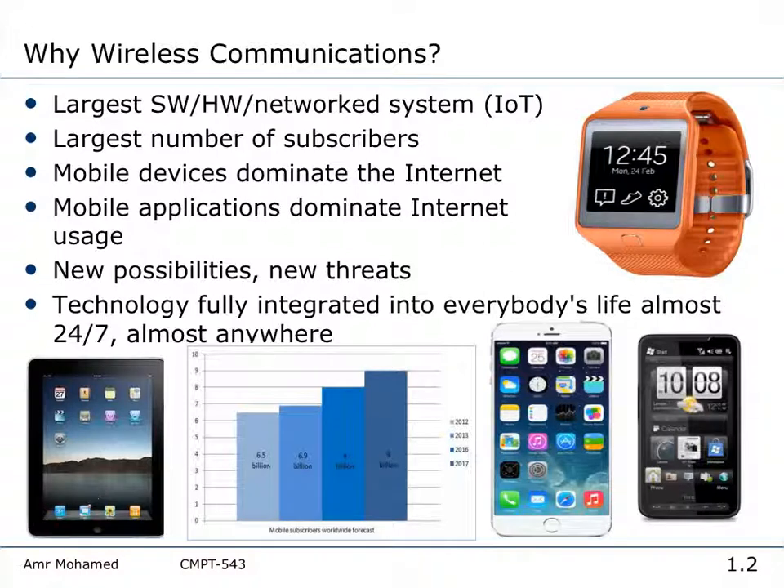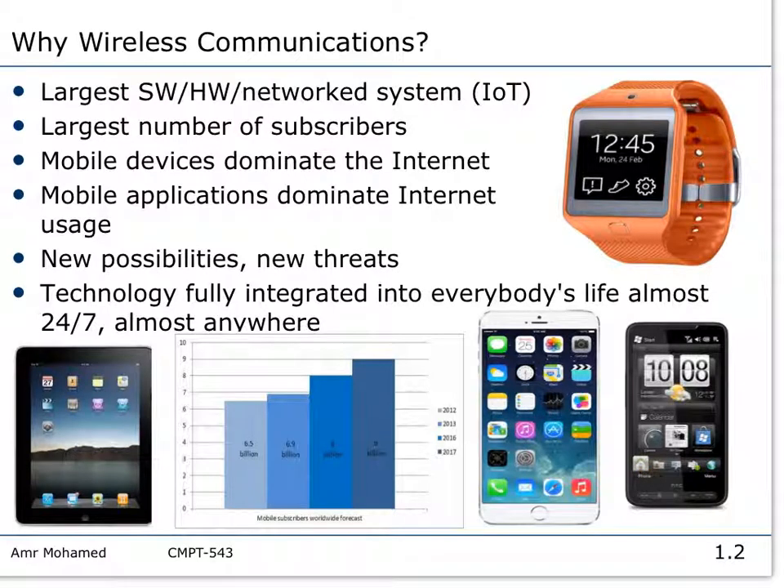Well, wireless communication constitutes the largest network system on the internet. The number of subscribers of mobile communication services is growing exponentially, until maybe now it topped the number of population on Earth. We have 9 billion subscribers for different mobile communication services, which is more than the population on Earth, which means that each person is subscribed to more than one wireless service on average.